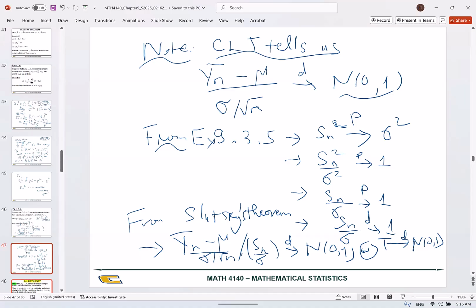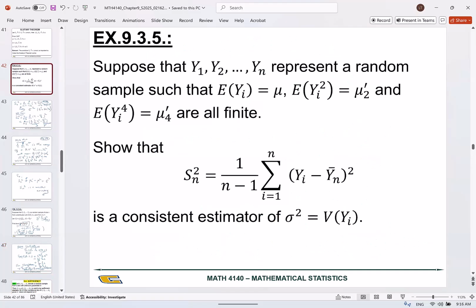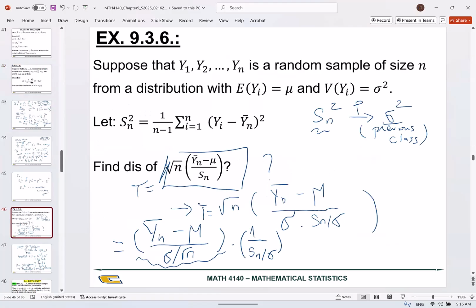At least for a large sample, it's like that. Previously, we did show that for the small sample case, this thing is a t distribution. But remember, when n goes to infinity, the t distribution will converge to the normal 0, 1. So this is how you can apply these theorems and properties to derive the distribution for the test statistic, square root n Yn bar subtract mu by Sn. Any questions here?